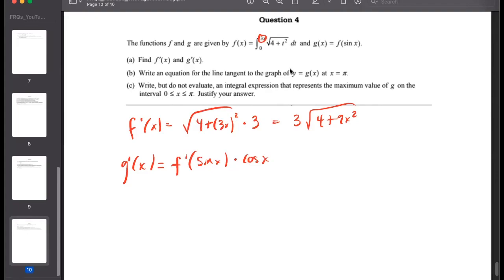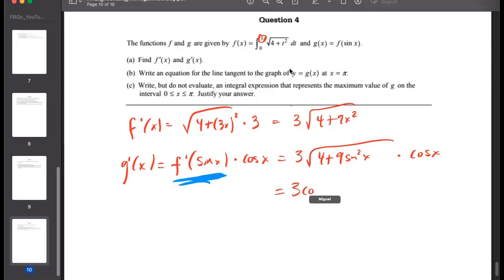So this is technically another form of chain rule. I believe we can leave it like this, but if you really wanted to simplify that f prime of sine x, we know f prime from the top equation. So this is going to be 3 root 4 plus 9 sine squared x times cosine x. So in other words, 3 cosine x root 4 plus 9 sine squared x. All right. That is part A.